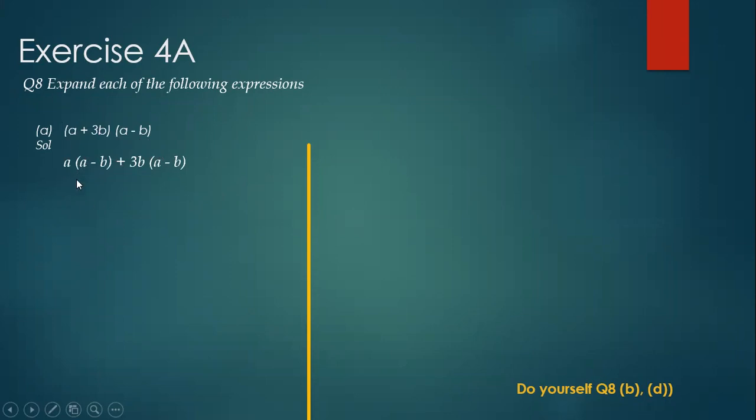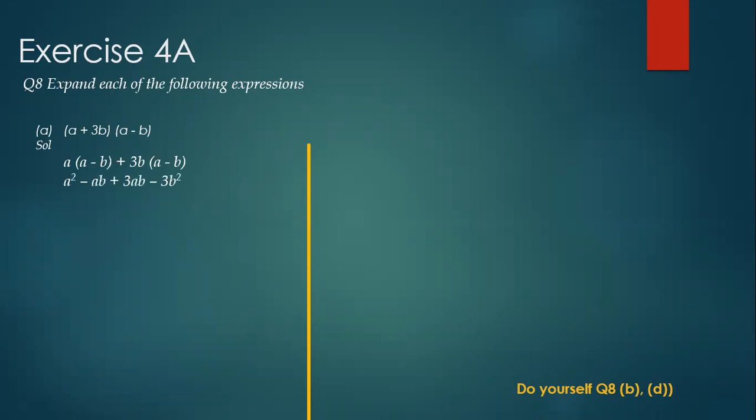So when you're going to multiply a with a, you're going to get a square. And when you're going to multiply a with minus b, you're going to get minus ab. Similarly, when you're going to multiply plus 3b with a, you're going to get plus 3ab. And when you're going to multiply plus 3b with minus b, you're going to get minus 3b square.